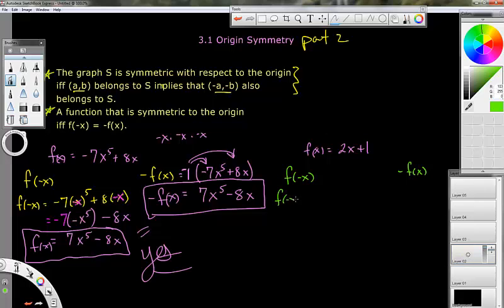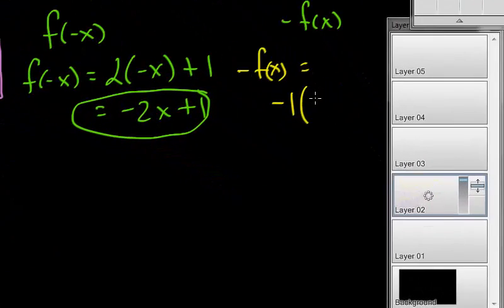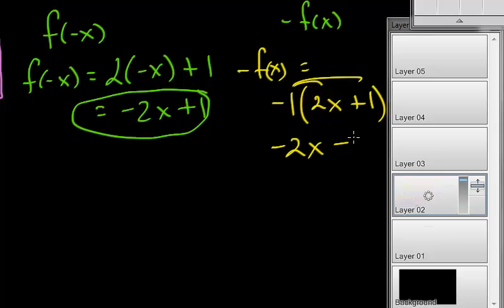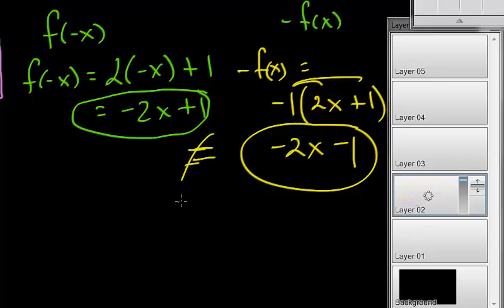All right, let's do this. f of negative x equals 2 times negative x plus 1. That would equal negative 2x plus 1. Final answer. Let's try the other side. Negative f of x would be negative 1 times 2x plus 1. Well, if I distribute through here, that's going to be negative 2x minus 1. And that is not equal. These 2 things are not equal. Therefore, the answer is no.